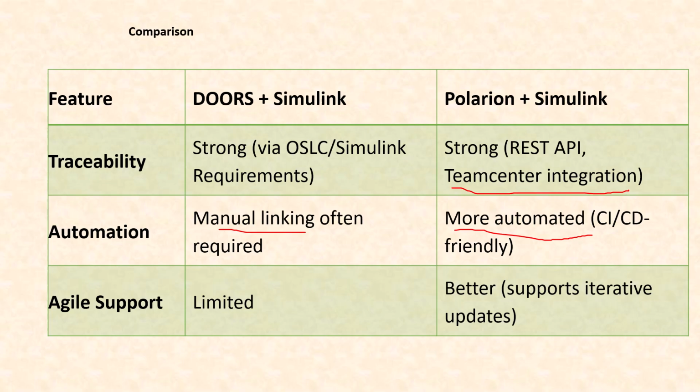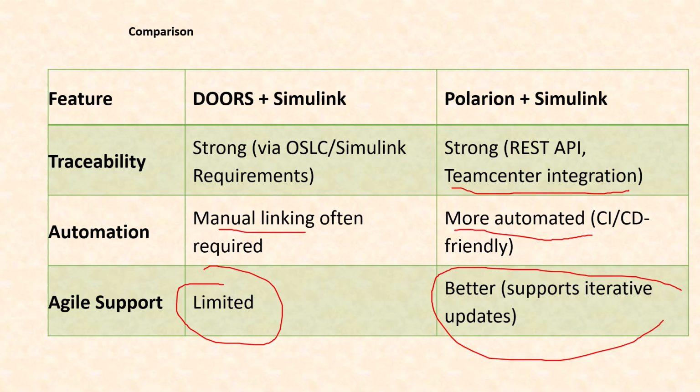In DOORS and Simulink, agile support is very limited, while Polarion's agile support is quite good, especially for iterative updates. Now again, if you learn about agile, you will understand what these iterative updates mean.